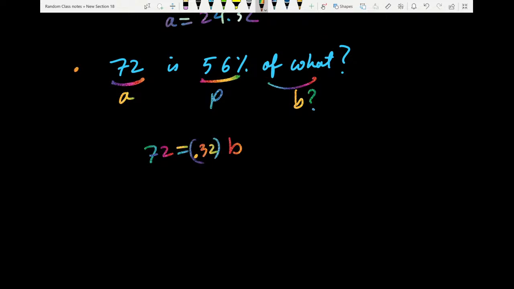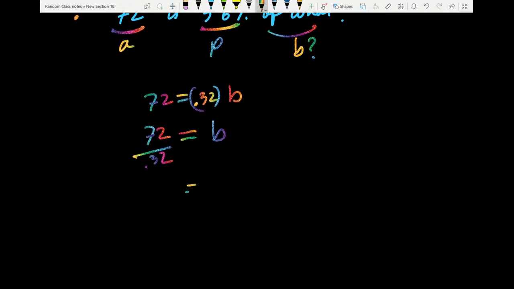Don't forget to do that. And how do you solve for B? B equals 72 over 0.56. So B equals 72 divided by 0.56.